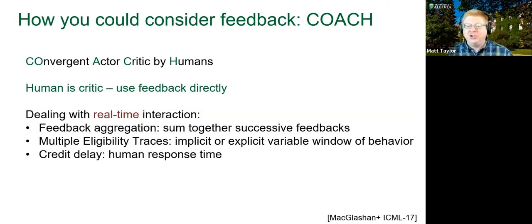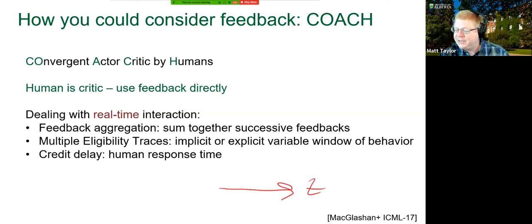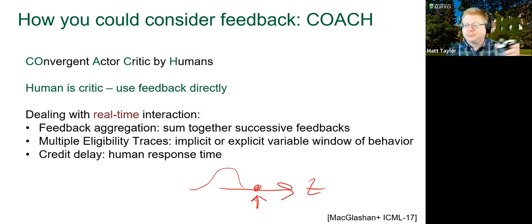And the last thing I'll mention is something that Tamer introduced, which was the credit delay. So thinking about time, if I see some feedback here, the advantage is probably not for this point in time. It's probably for some past point in time. Unless I am going very slowly, it's unlikely the human will give me feedback on exactly the step the relevant action was taken. All right, so this was Coach.